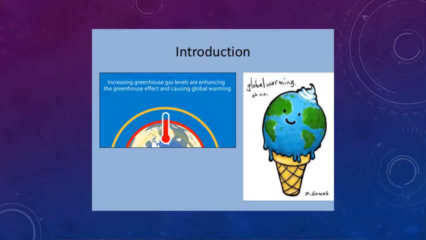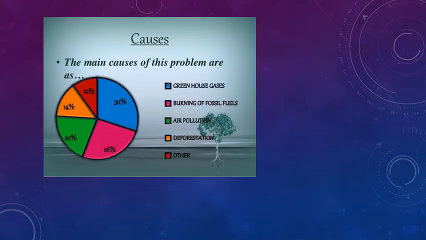Now, children, this slide very clearly shows what actually is global warming. The rise of the average temperature of the Earth's atmosphere is referred to as global warming. Now let us see what are the causes of global warming. The first is the destruction of the ozone layer.